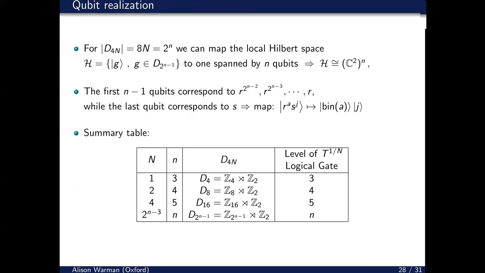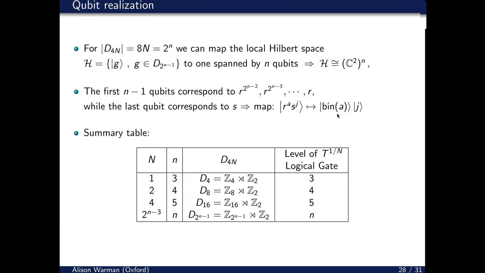Interestingly, we can also map the Hilbert space to one spanned by qubits. And this basically uses a property known as supersolvability of the groups. So basically, here we have Z_n, Z_4n rotations. Now, when the order of this group is a power of 2, we can map the states here written as group elements, R to the A, S to the J, to states labeled by qubits, where we take the binary representation of A, and then we just take the value 0 or 1 of J.